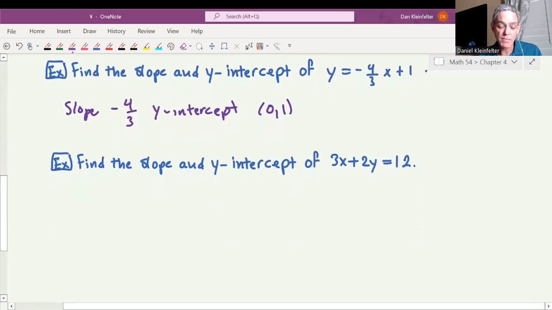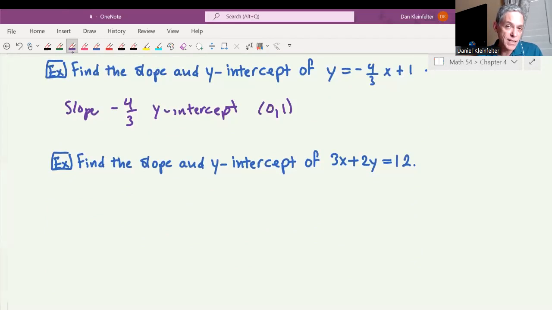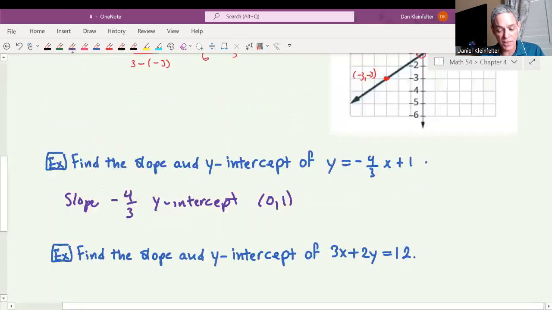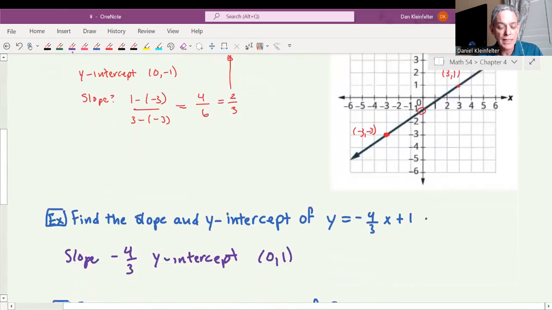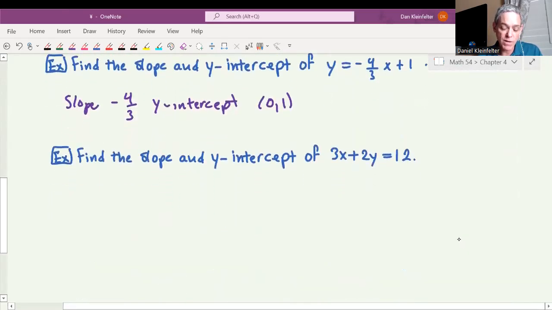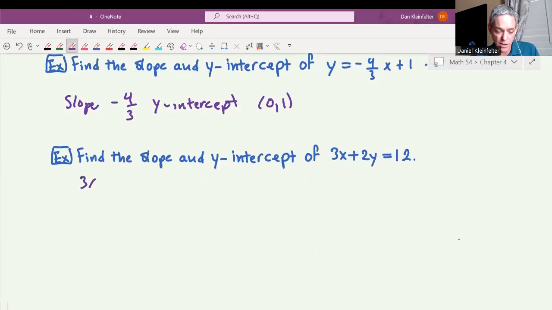Next, we can find the slope and y-intercept of 3x plus 2y equals 12. There's an easy way to do this and a hard way. The hard way would be to draw the graph of this by finding the intercepts or other two points, and then using that information to answer the question the way that we did with the first one. The easy way is to rewrite this equation in slope-intercept form. So that's what I'm going to do.